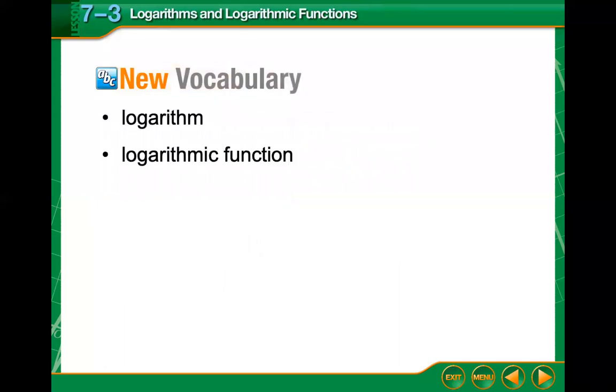So logarithm and logarithmic functions, you probably haven't really heard of those before. You might have heard them in your science class, maybe not. It depends on which science you're in. But those are some of our new vocabulary that we will be using. We typically shorten logarithm to the word log, L-O-G, and I do know if you've used a scientific calculator, you probably have seen that button on there.